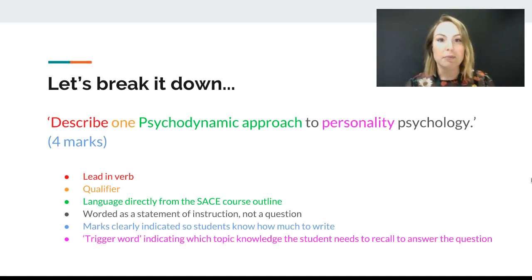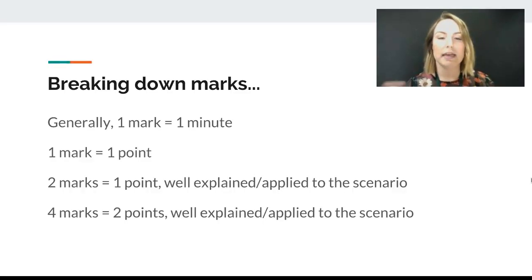Now, probably one of the most important things here is the mark allocation. Really important here that you pay attention to that because it will tell you how much to write, and the lines will also indicate that as well, so how much space they've provided for you to answer. So this is, again, going to marks in more detail. So generally 1 mark equals 1 minute in a test. So if you're given a 60-mark test, it might be 40 marks for short answer, 20 marks for your extended response. They're expecting that it'll take you 60 minutes plus 10 minutes of reading time.